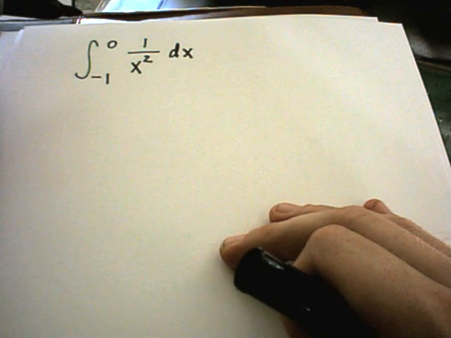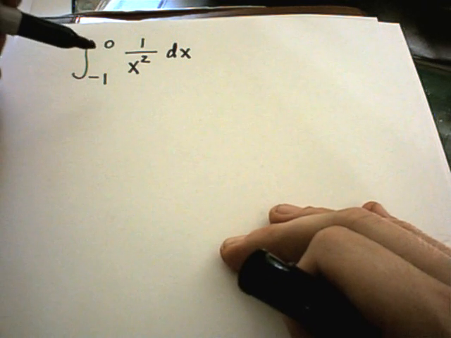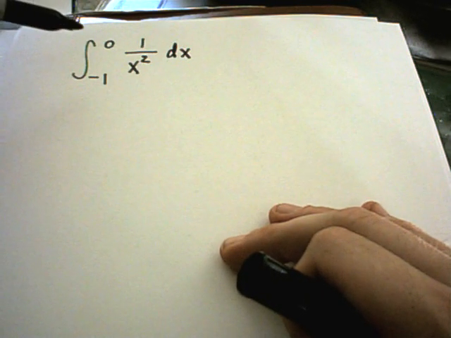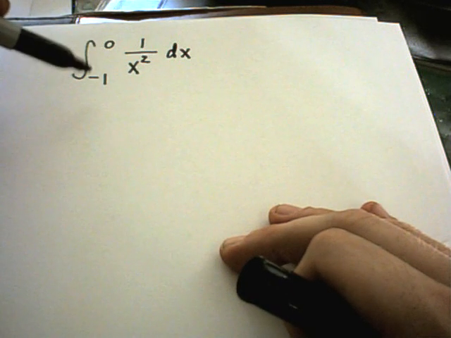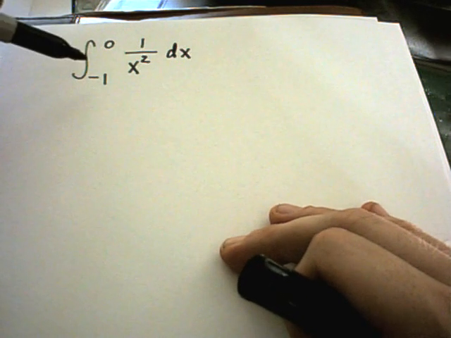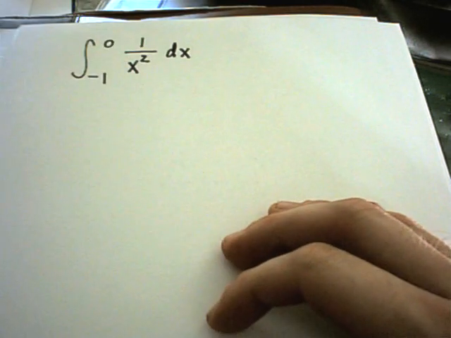Alright, in this video we're going to talk about another type of improper integral. And this one, these can be a little deceiving because there's no bells and whistles. You don't see the negative infinity or the positive infinity in the limits of integration, which usually gives it away that you're dealing with an improper integral.